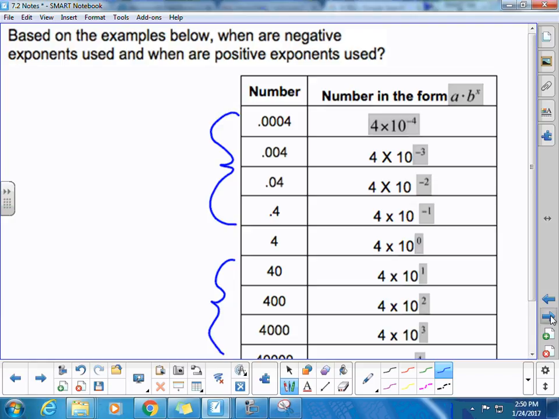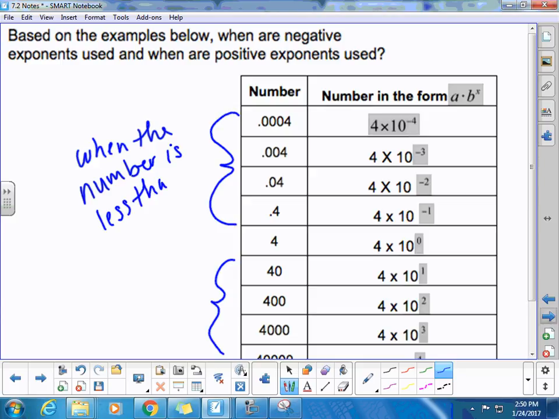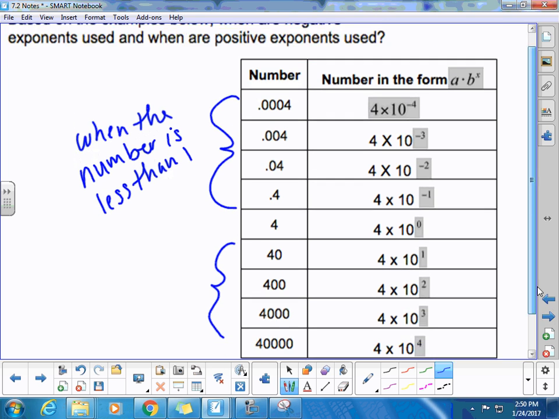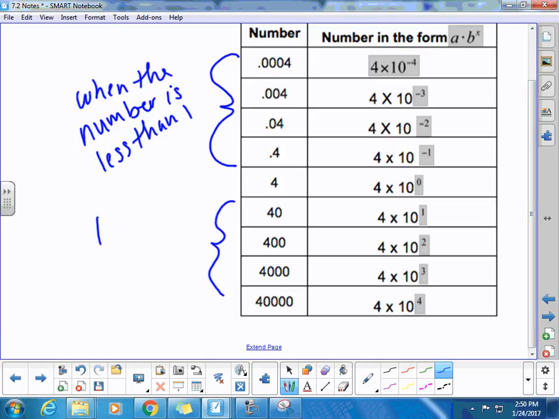So when do we use negative exponents? You should say when the number is less than 1. All those numbers, 0.004, 0.04, 0.4, those are all less than 1. And when do we use positive exponents? For numbers greater than 1.